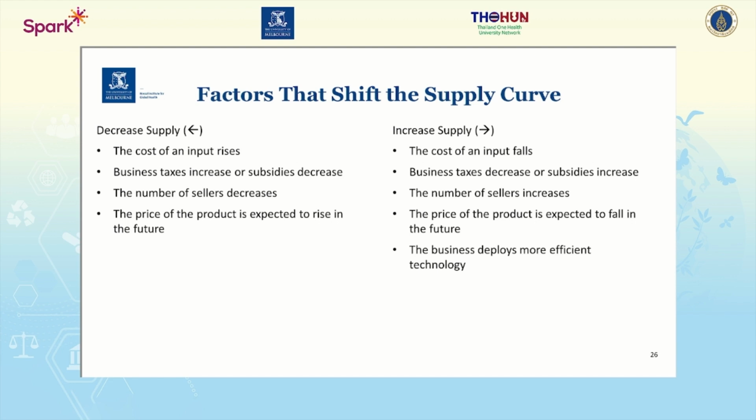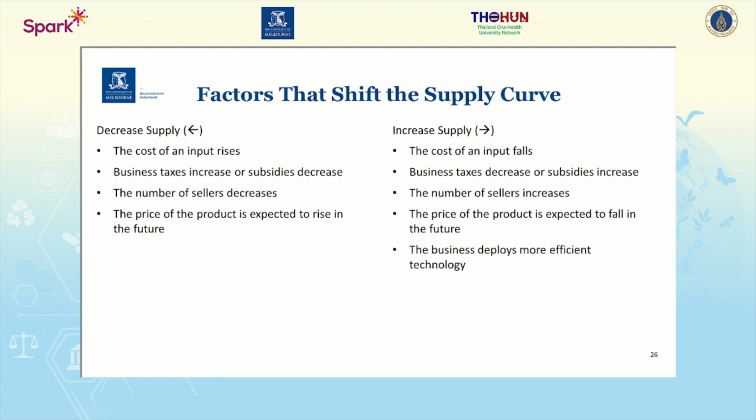So on the opposite side, if the cost of an input falls, that means it's less expensive to produce, so I can produce more. So you'll see a shift to the right of the supply curve. And this is the opposite of what we saw before: a business tax decrease or a subsidy increase. It's acting in the same way. It's making it cheaper for me to produce, so I can produce more.